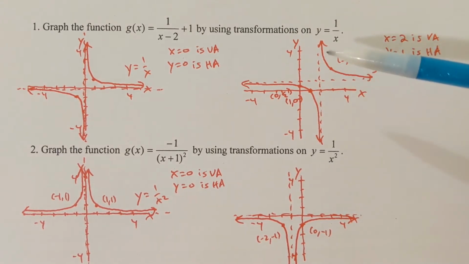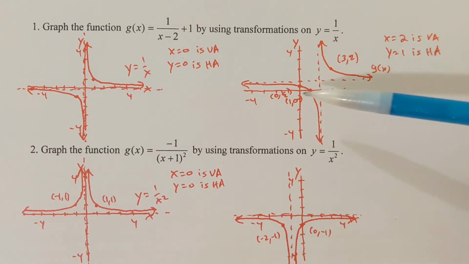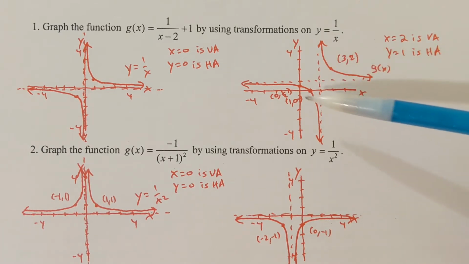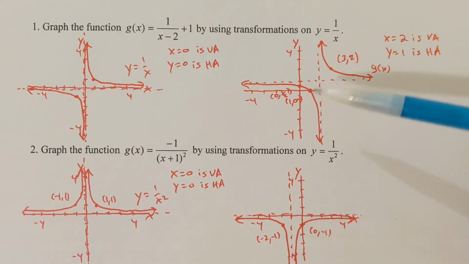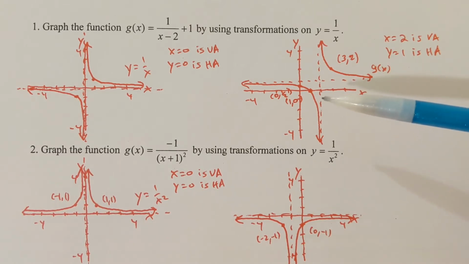So the vertical asymptote is going to be at x equals 2, and the horizontal asymptote is going to be at y equals 1. All I'm doing is shifting the graph. I've got a couple of other points plotted there, but all I'm doing is shifting the graph twice to relocate the position of the graph.